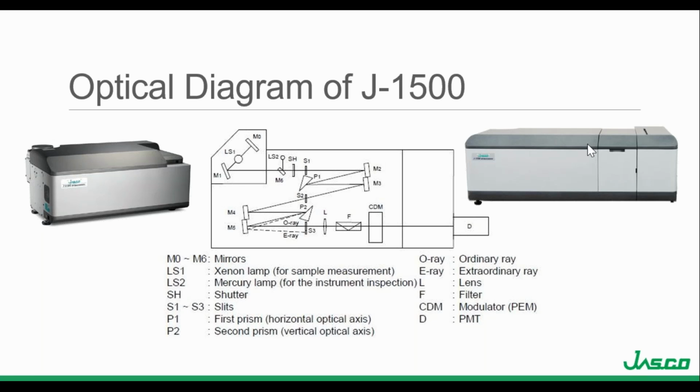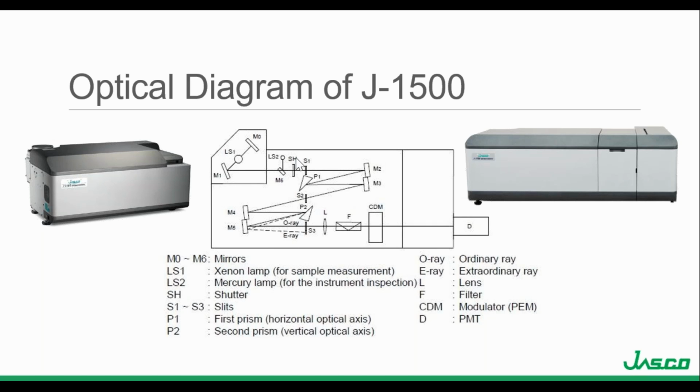And then we also have a J1700 model. This is the sample compartment here on the right, which is this empty space here. And then this additional space on the 1700 is holding 3 detectors. You have a photomultiplier tube detector for UV-vis applications. There is a lead sulfide and then an InGaAs detector for your near infrared applications. So it's a slightly bigger instrument.